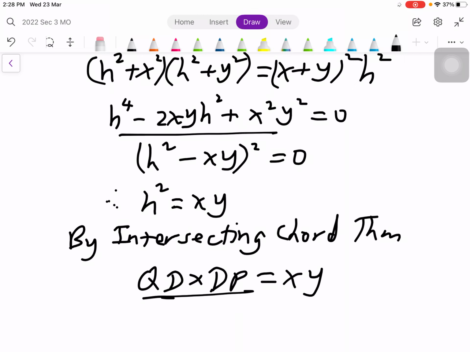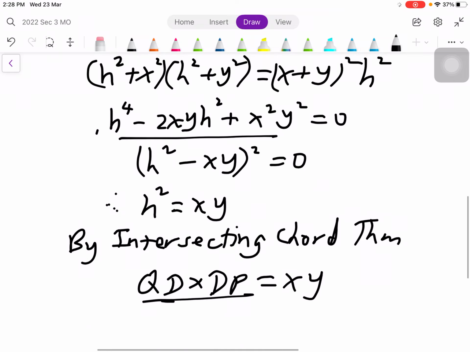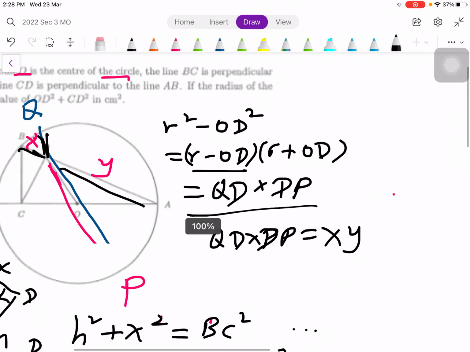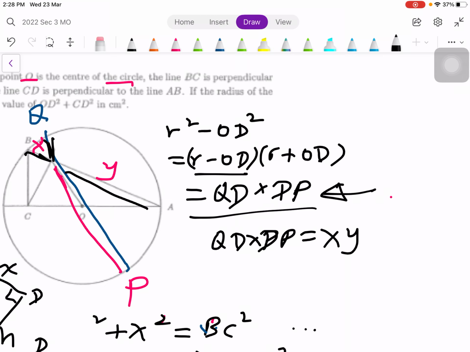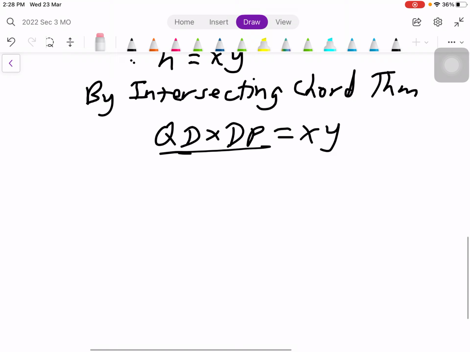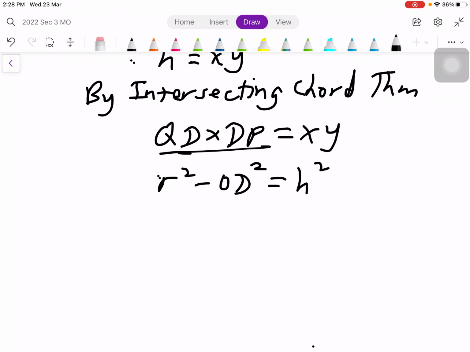Remember, in the first part, I actually found this product, right? QD multiplied by DP. Therefore, we go back here. Can you see that QD multiplied by DP is actually equal to R squared minus OD squared? Right. Now substitute in. In this case, that will be just equal to R squared minus OD squared, and xy is just equal to h squared, right?